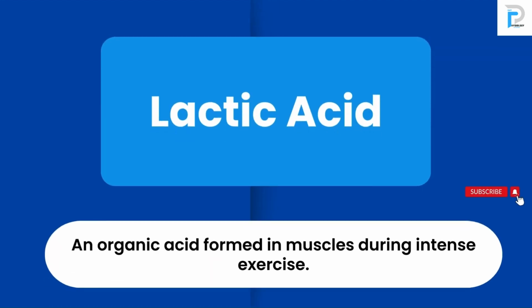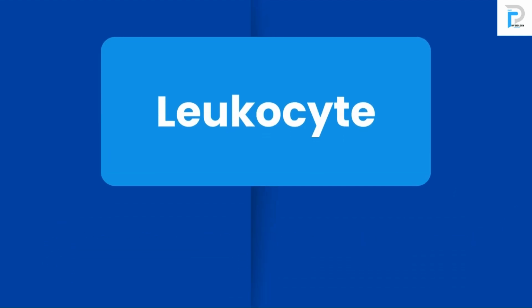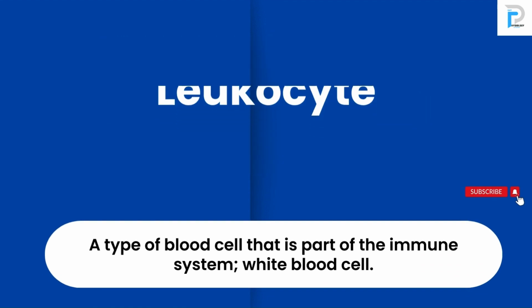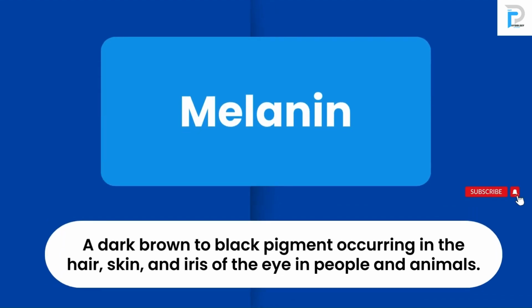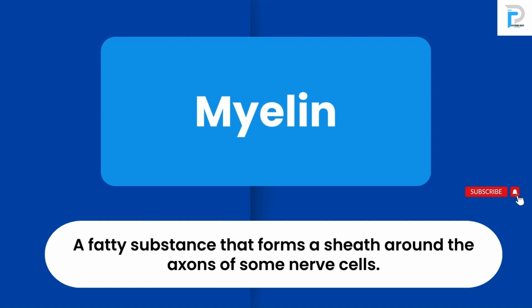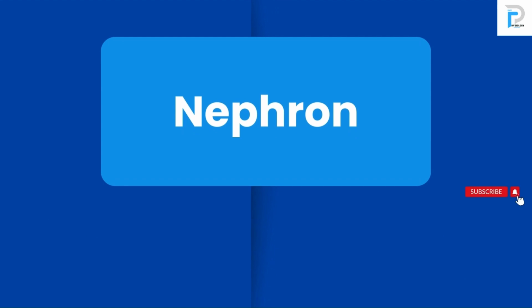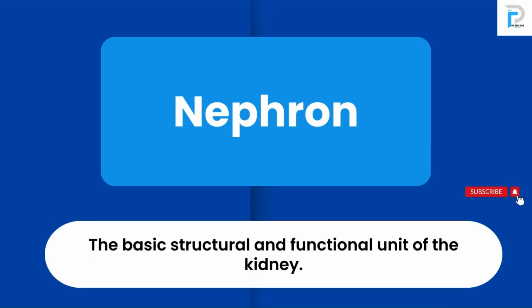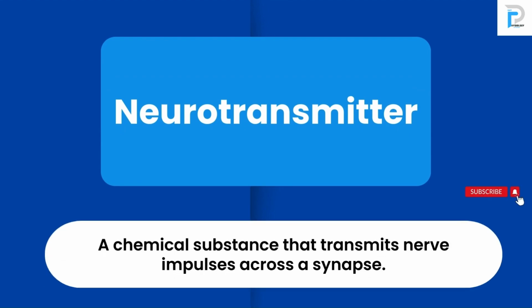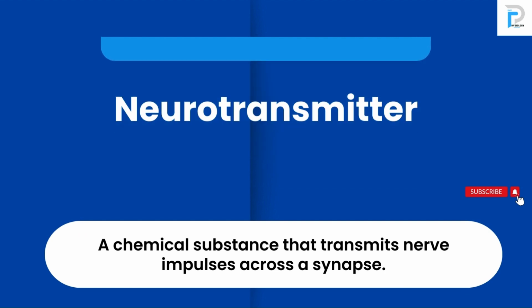Lactic acid: an organic acid formed in muscles during intense exercise. Leukocyte: a type of blood cell that is part of the immune system, a white blood cell. Melanin: a dark brown to black pigment occurring in the hair, skin, and iris of the eye in people and animals. Myelin: a fatty substance that forms a sheath around the axons of some nerve cells. Nephron: the basic structural and functional unit of the kidney. Neurotransmitter: a chemical substance that transmits nerve impulses across a synapse.